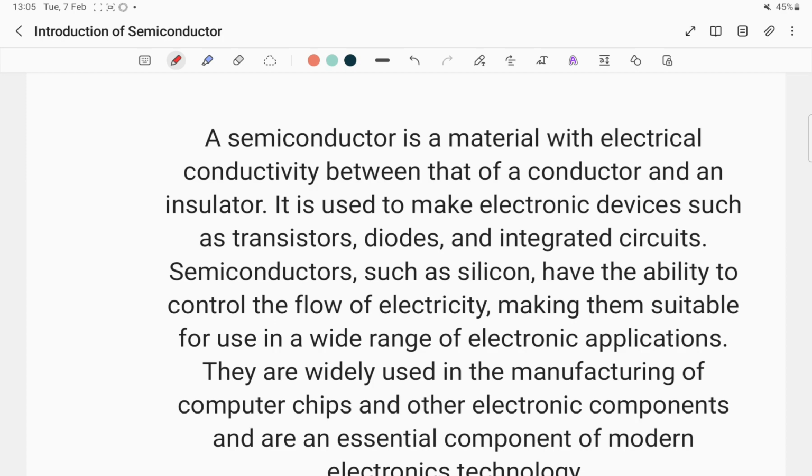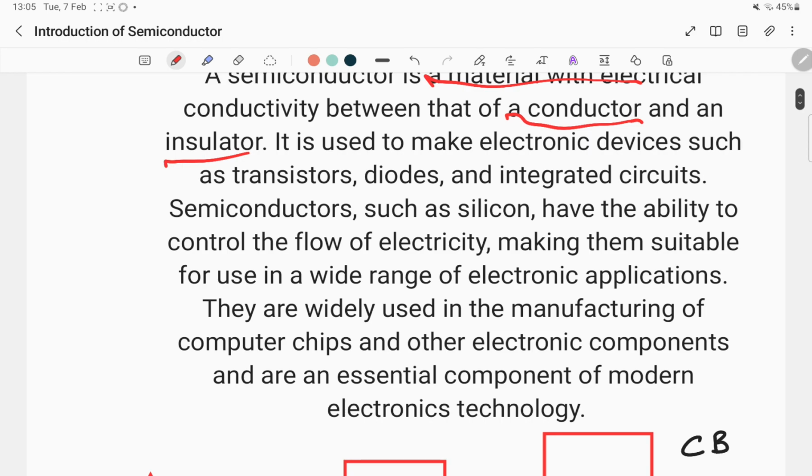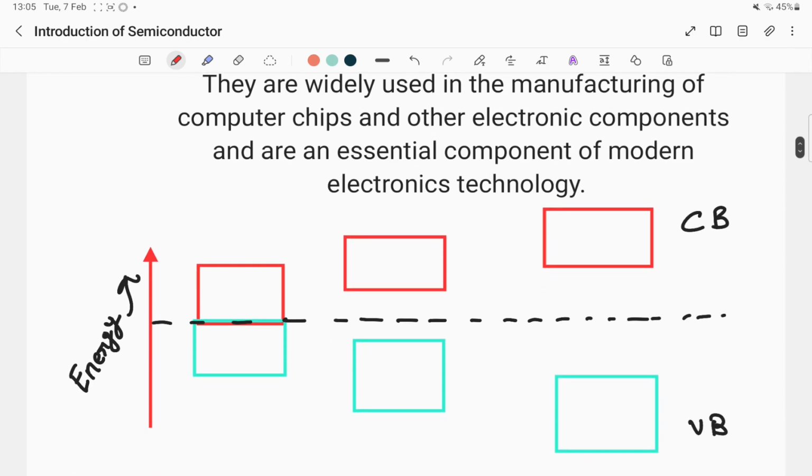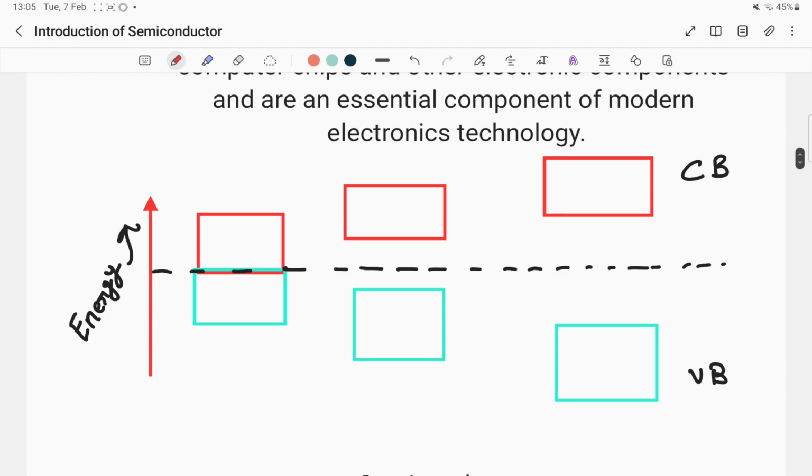Today we are going to discuss semiconductor materials. Semiconductor materials are a class of materials where electrical conductivity lies between the conductor and insulator. So how can we understand this? We can understand it by the energy band diagram.